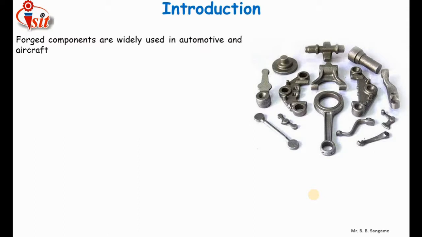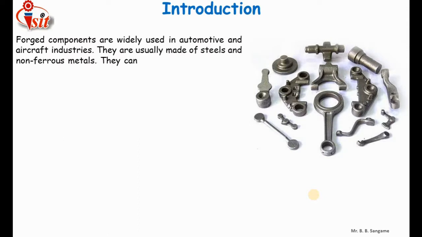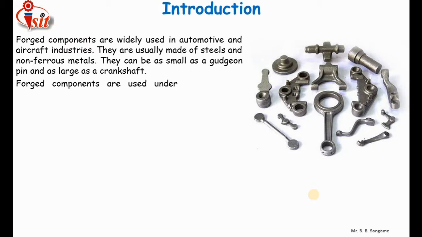Forged components are widely used in automotive and aircraft industries. They are usually made of steels and non-ferrous metals. They can be as small as a gudgeon pin and as large as a crankshaft. Forged components are used under the following circumstances.